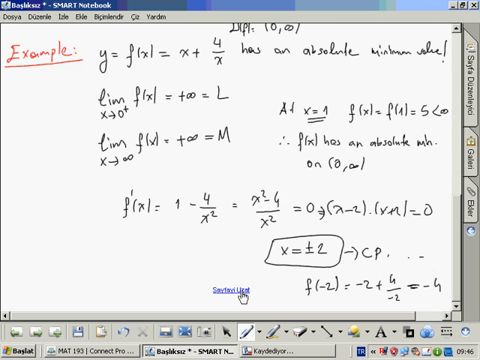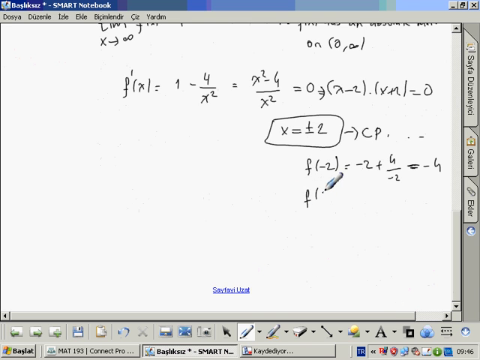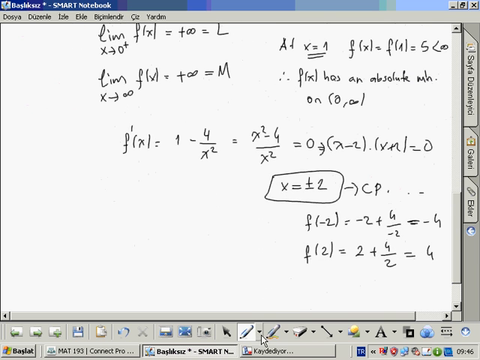And when you put in f of 2, you will obtain 2 plus 4 over 2, which equals 4. We can't select the minus 2 value as a critical point because it is not in the domain. It is not in the domain. So we must choose this one, and this one is the critical point of the function.